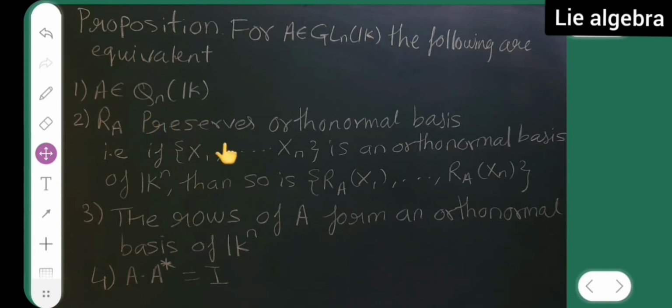Second is that RA preserves orthonormal basis. That is, if x1, x2 up to xn is an orthonormal basis of Kn, then so is RA of x1 comma up to RA of xn. Then third is that the rows of A form an orthonormal basis of Kn. And the fourth is A into A star is equal to I. I have to prove all this. So using the first one, I will be proving the second one.